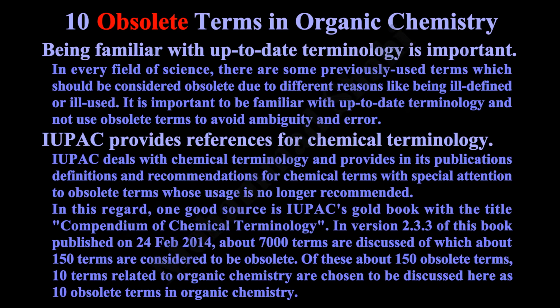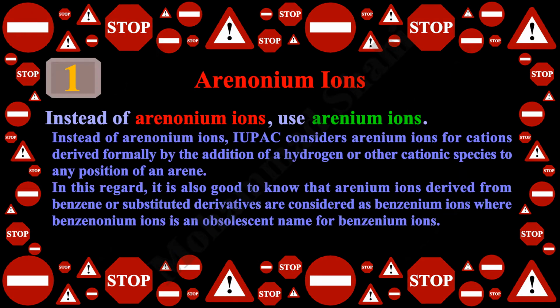In version 2.3.3 of this book, published on the 24th of February 2014, about 7,000 terms are discussed, of which about 150 terms are considered to be obsolete. Of these about 150 obsolete terms, 10 terms related to organic chemistry are chosen to be discussed here as 10 obsolete terms in organic chemistry. In alphabetical order, our first obsolete term is Arenonium Ions.